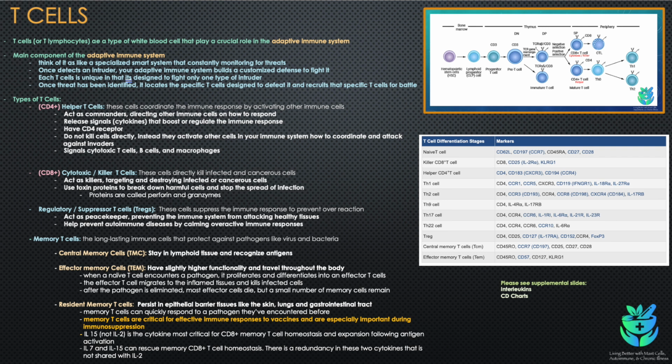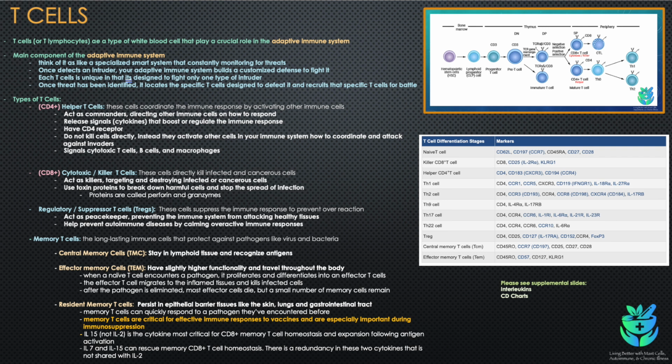The other type of T cell is the CD8+, or the cytotoxic or killer T cells. These cells directly kill infected and cancerous cells. They act as killers, targeting and destroying infected or cancerous cells. They use toxin proteins to break down harmful cells and stop the spread of infection. These proteins are called perforin and granzymes.